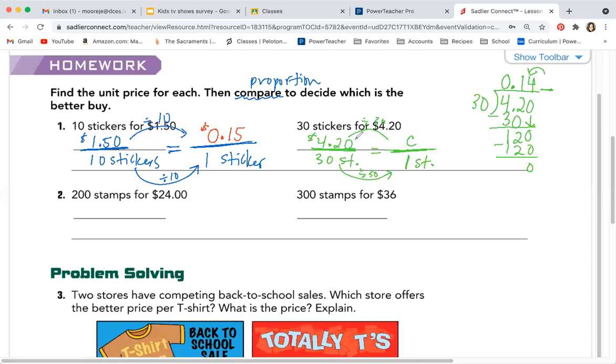All right. So now that we look at the result here, and we place in the cost spot 14 cents, which is the better buy? So do this, just put a little big circle around this one. This is the better buy. The better buy is the one that costs less per unit, per item, per ounce.